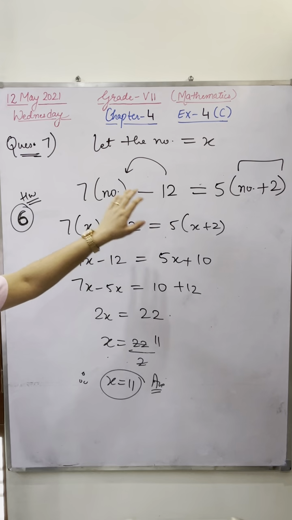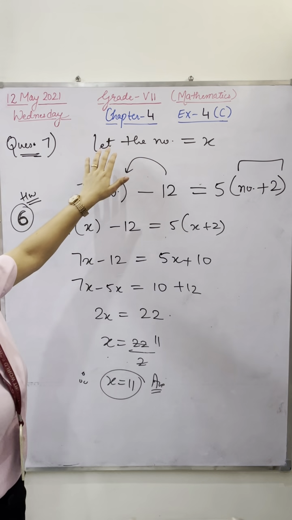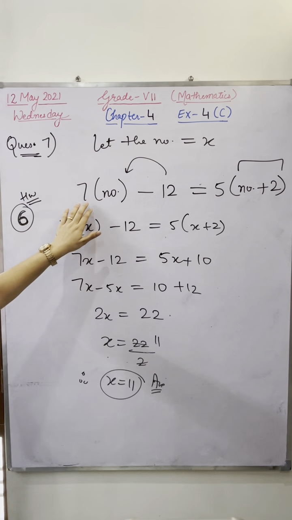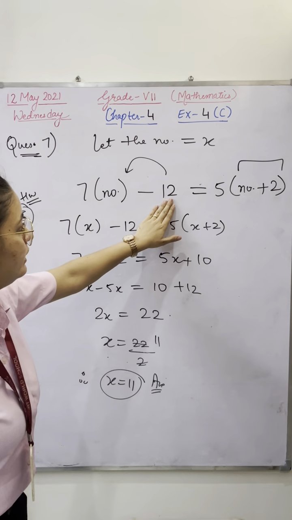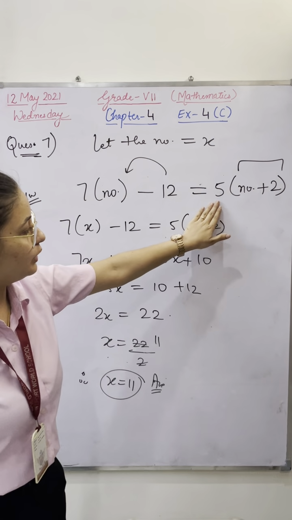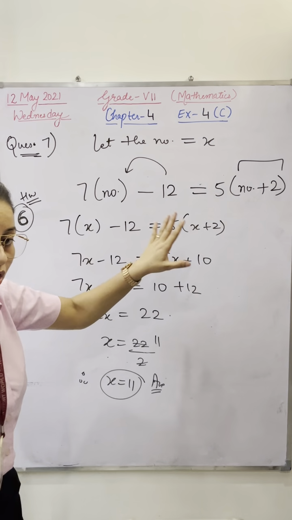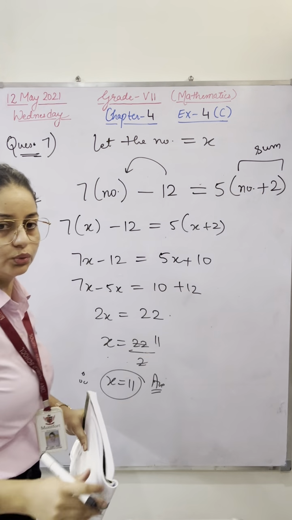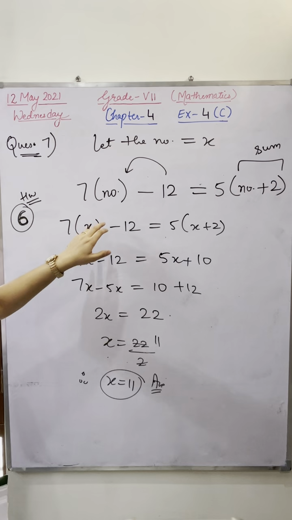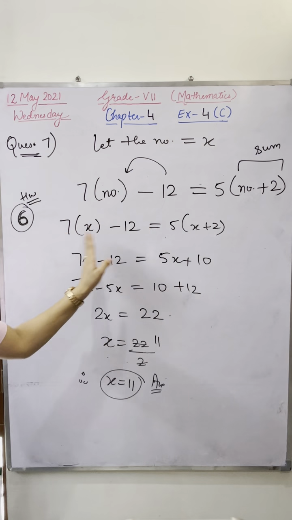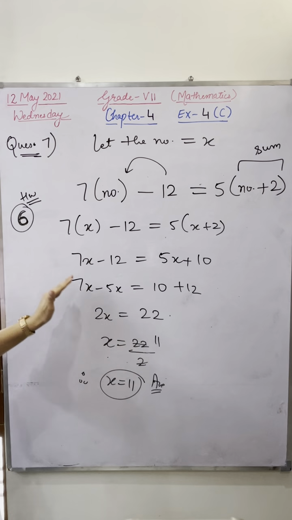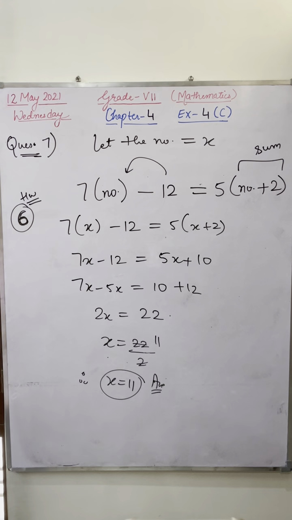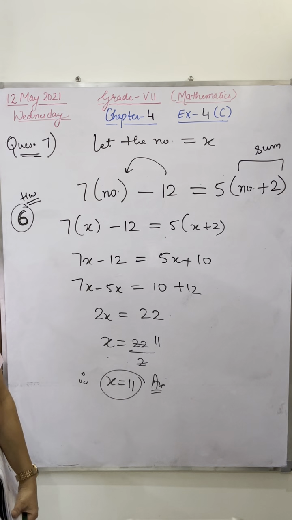I'm repeating again. Write down the line in the beginning: let the number be x. Everything is given to you in the English sentence. When 12 is subtracted from 7 times of a number, it gives you 5 times the sum of that number and 2. Then in place of number, write down your x. Open the bracket, do multiplication, and then shift your variables here and constants here and take out the value of x. Do your question nicely and carefully. Bye-bye and take care, all of you.